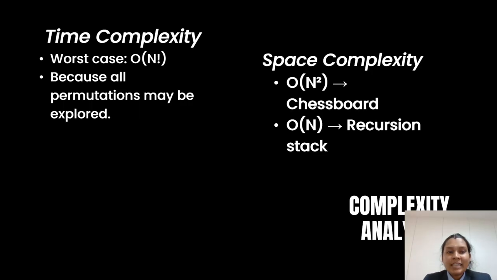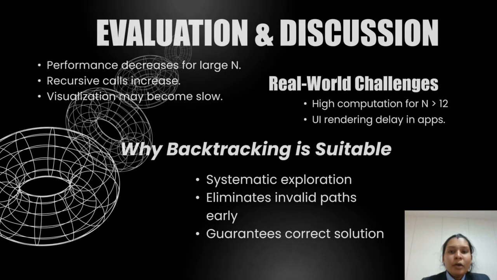The worst case time complexity is order of N factorial because all the possible permutations may be explored. The space complexity is order of N squared for storing the board and order of N for the recursion stack.